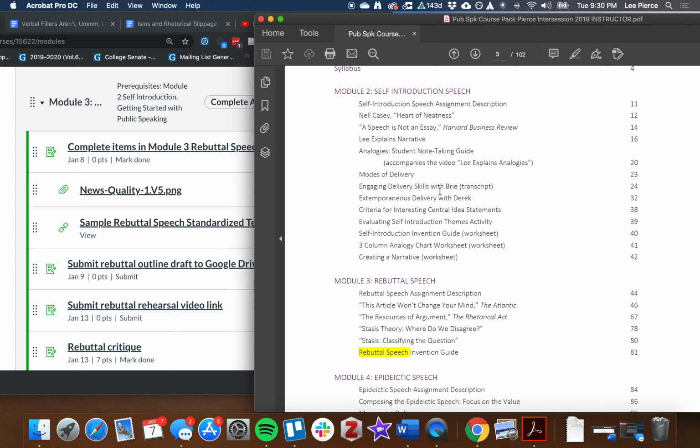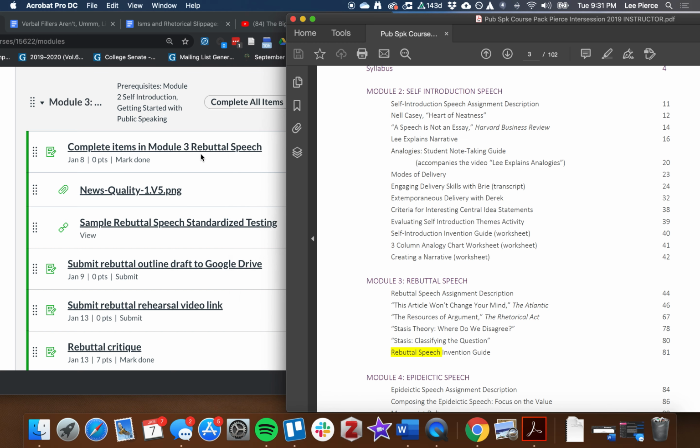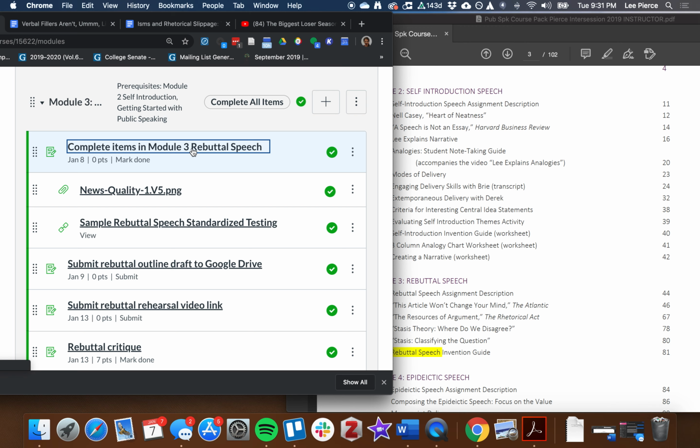Also, all of the things about delivery, like extemporaneous delivery, how to create note cards, how different modes of delivery, that's already been previewed for you in the previous module. So you can revisit that stuff since it's the same exact delivery. It's extemporaneous delivery for the rebuttal as well. But we're learning a different set of skills here that are going to build on the previous set of skills. So let's start by going through the items in the basic module items.